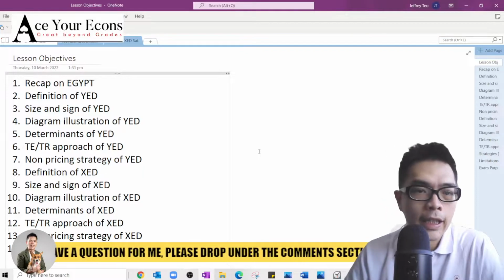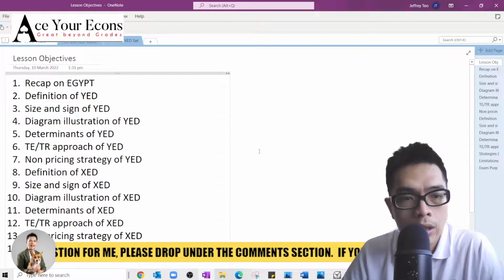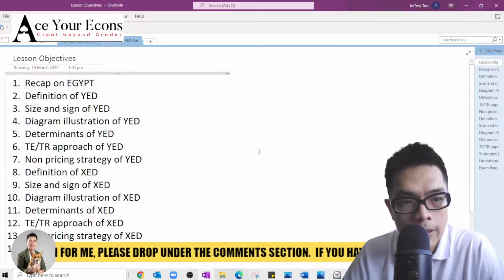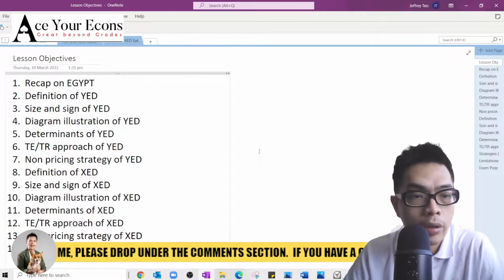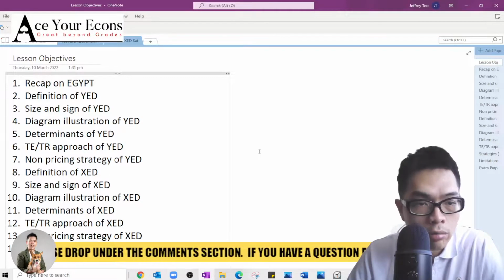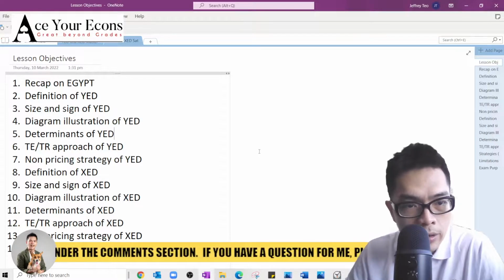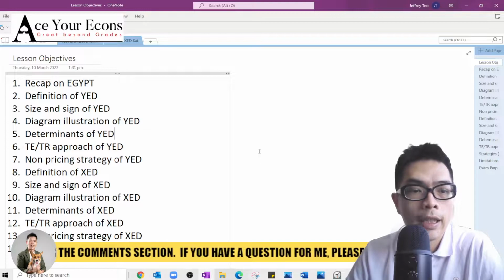Point 6 is an extension topic of what we have covered earlier under our demand and supply and our price elasticity, total expenditure and total revenue approach. So it's not difficult if you have followed me since the very start. And point 7 is very important. It will be tested later.